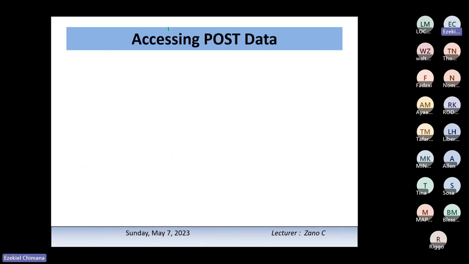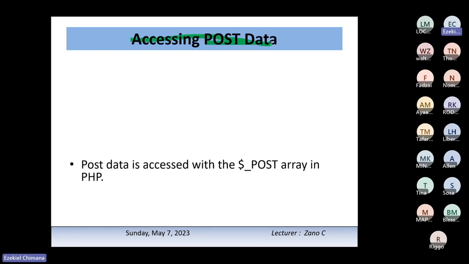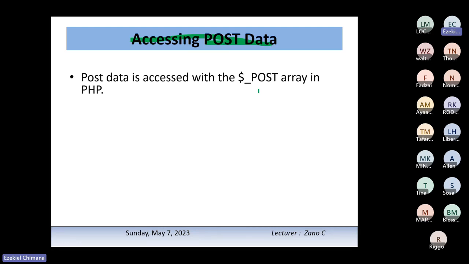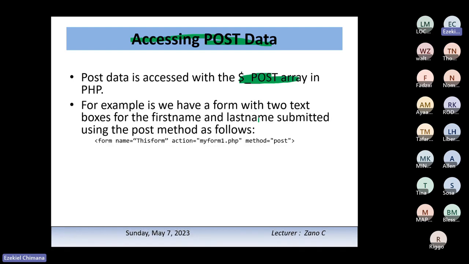Then let's say you want to access the post data. You have posted the data and you want to access it. So post data is accessed with this global array, the $_POST array in PHP, and this one's a global array or a global variable in PHP. So for example, we have a form with two text boxes for the first name and last name submitted using the post method. You have submitted, you have got this form. Okay, this is the form that we have.